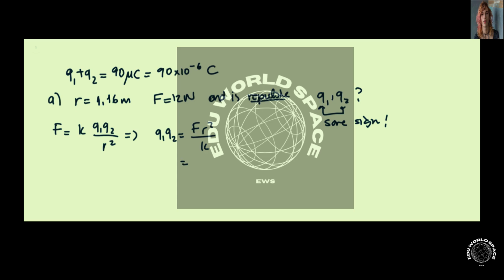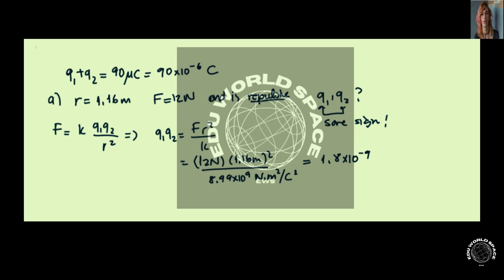And if you plug in the numbers, 12 newtons times 1.16 meters squared over 8.99 times 10 to the power of 9 newton meters squared per coulomb squared, we get 1.8 times 10 to the power of negative 9 as a product of Q1 and Q2.